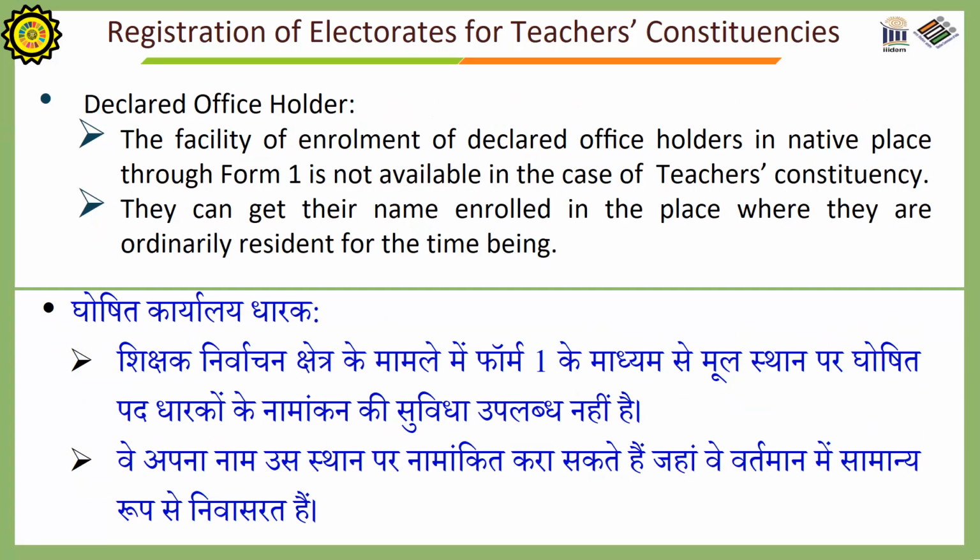Declared office holder. The facility of enrollment of declared office holders in native place through Form 1 is not available in the case of teachers' constituency. They can get their name enrolled in the place where they are ordinarily resident for the time being.